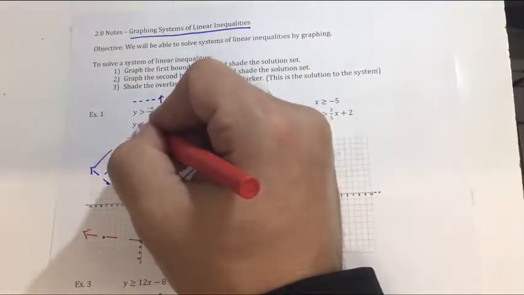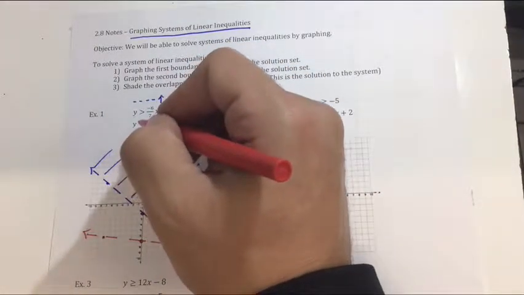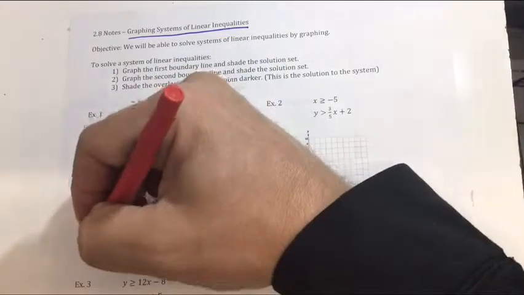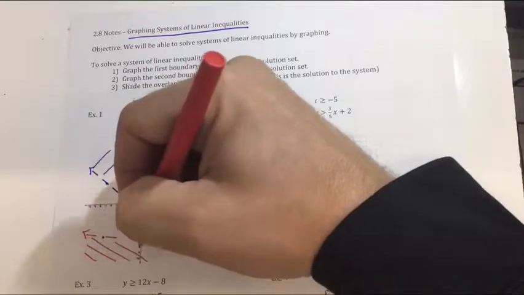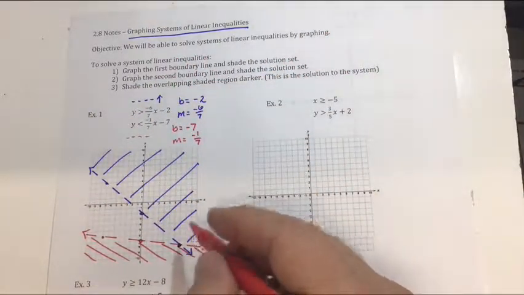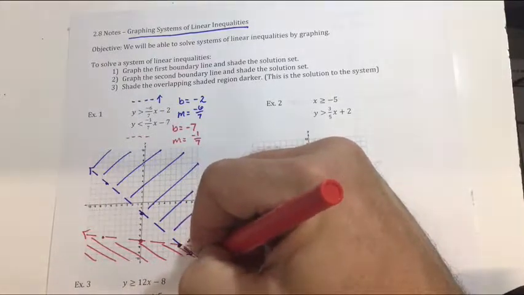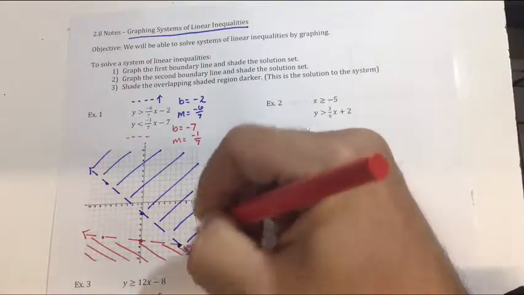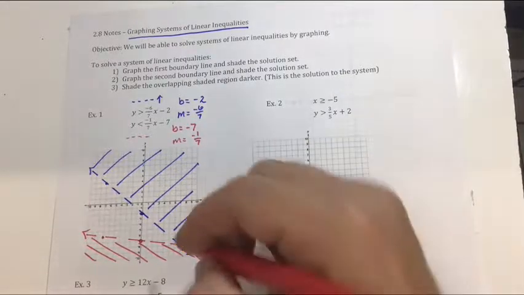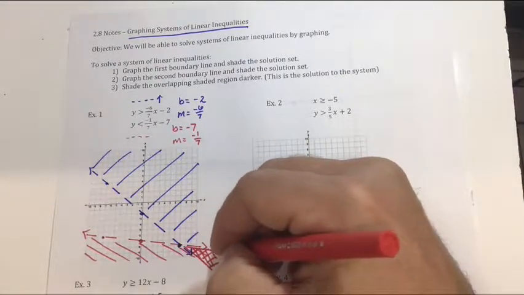And I'm going to shade below that line. So when I shade below this line, there doesn't look like there's much of an overlap, but what you notice down here in this corner is where it's both above the blue line and below the red line. That is my overlapping region.